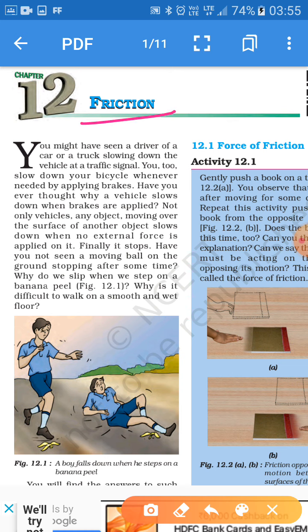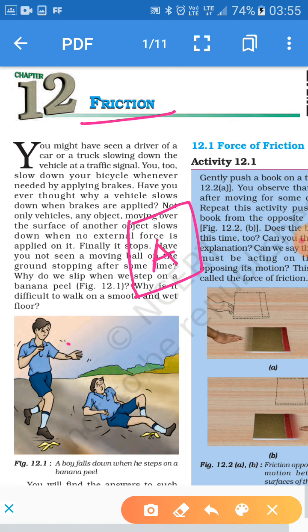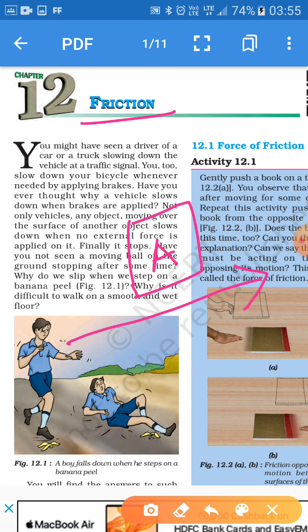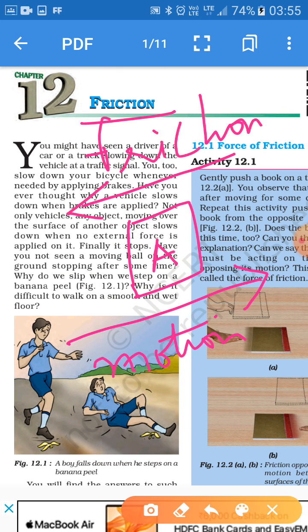Friction is a type of force which opposes the motion. For example, as I already told you, this is box A which is moving in this direction. So this is the direction of motion. So friction will always be in the opposite direction. So this is how it acts. It always acts in the opposite direction of the motion.